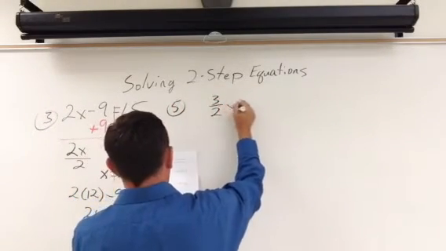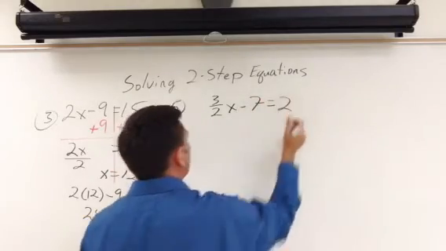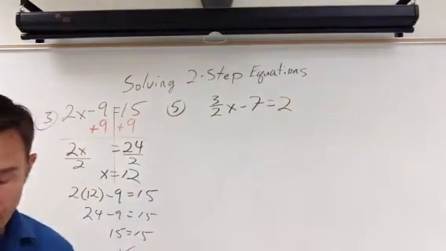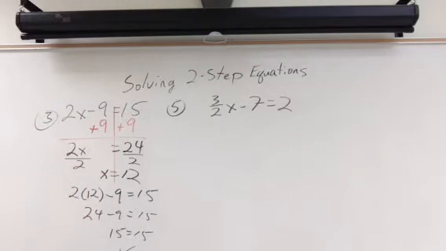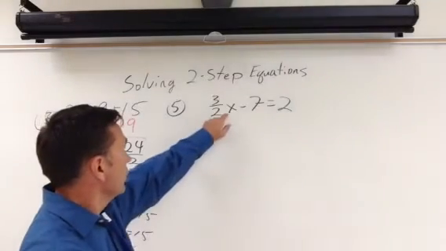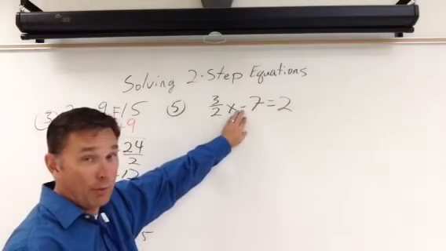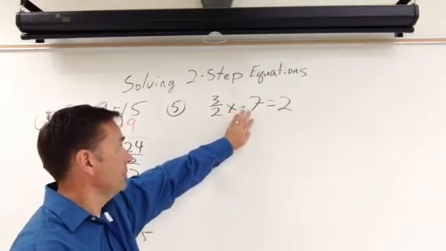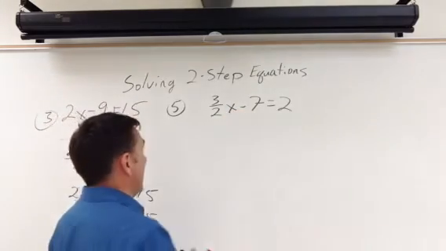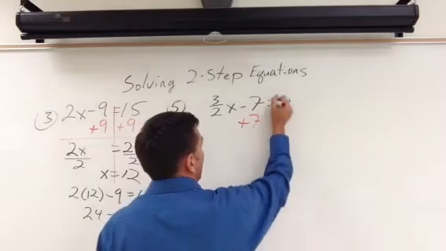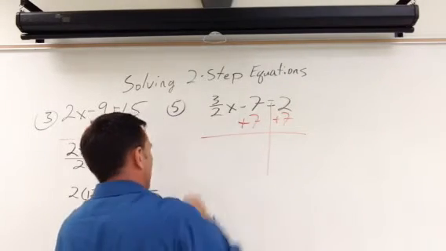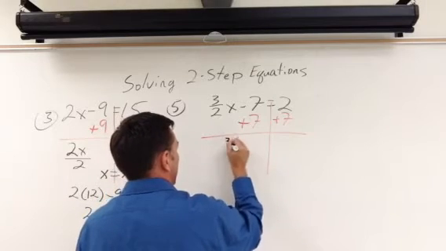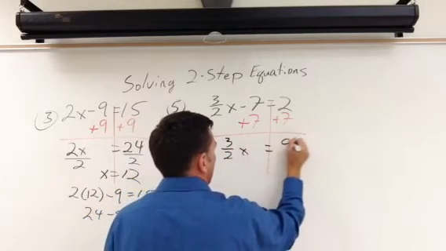3 over 2 x minus 7 equals 2. There's a fraction involved here. Treat it the same way. Don't let the fraction put any more stress on it. Do we have anything being added or subtracted to our variable? Yes. Undo that subtraction. So we're going to add 7 to both sides. Carry down the 3/2 x. And that equals 9.